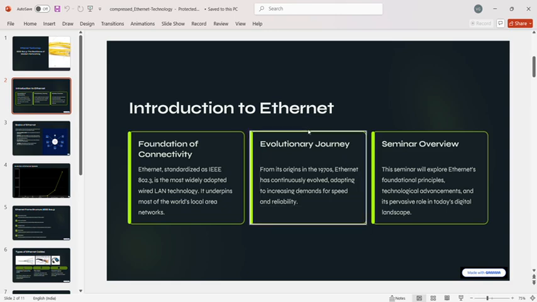Cables and switches are relatively cheap, and it offers security, and it works with universality. Ethernet is adapted for all kinds of devices. There are no restrictions. In this seminar, we explore Ethernet's fundamental principles, technological advancement, and its pervasive role in today's digital landscape.